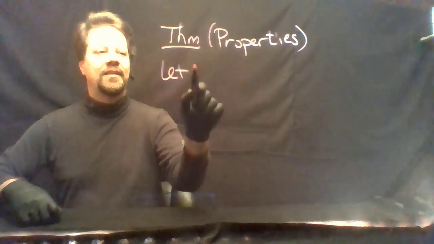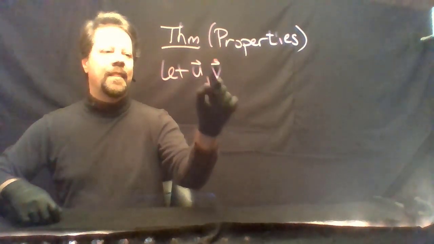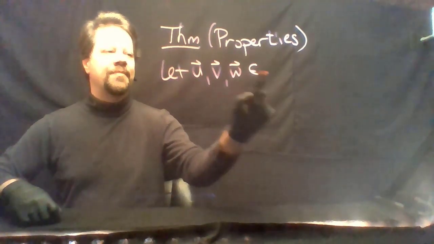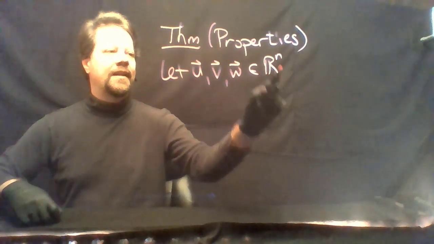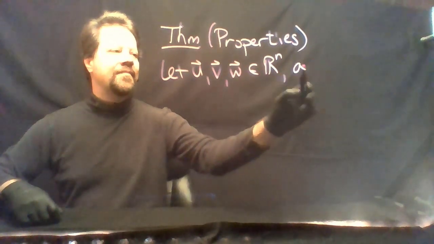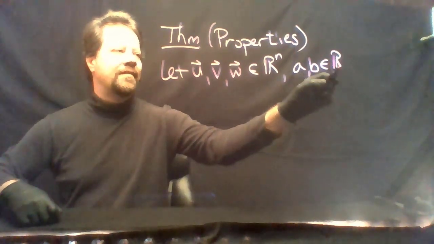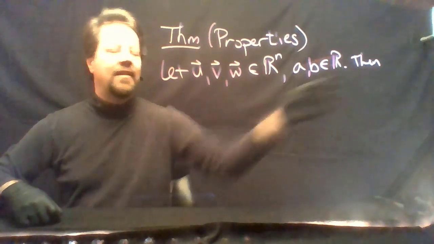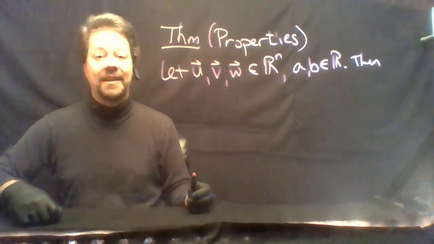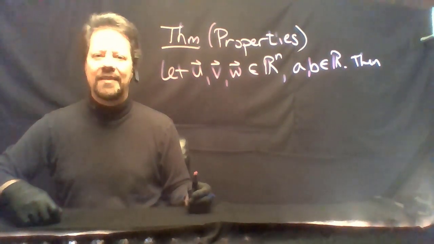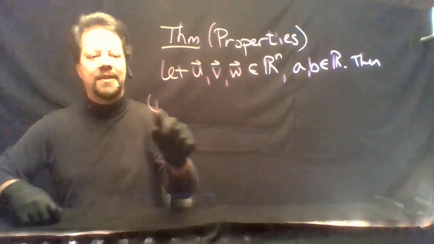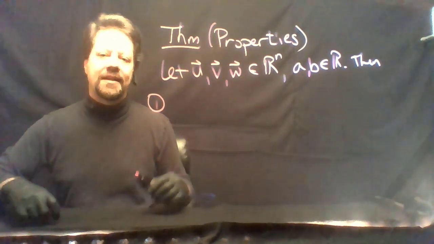Let u, v, and w be elements of Rn, and let a and b be elements of R. Then we have the following 10 properties. I like to enumerate it as 10 properties because I want to emphasize certain facts.